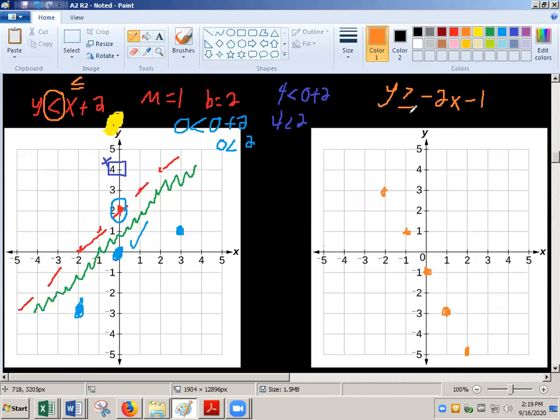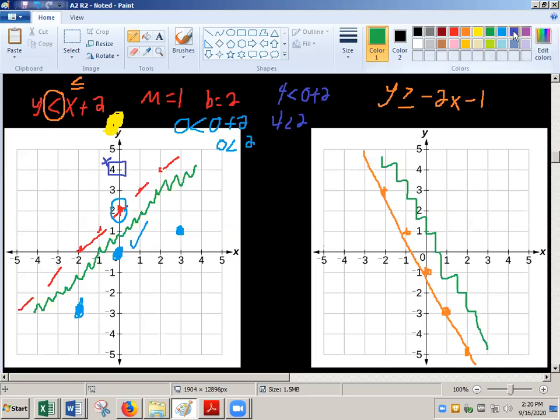In terms of whether this thing is shaded or bold, this is going to be bold because it's greater than or equal to. I'm going to draw my line bold right through there. And then from here, where am I going to shade? Here I have y is greater than or equal to this thing. So if it's greater than, I'm going to be shading above. So shade above.